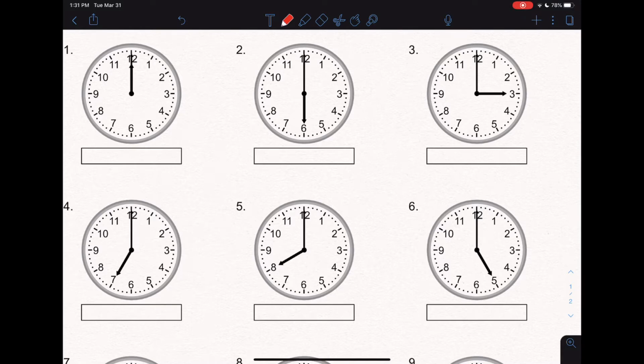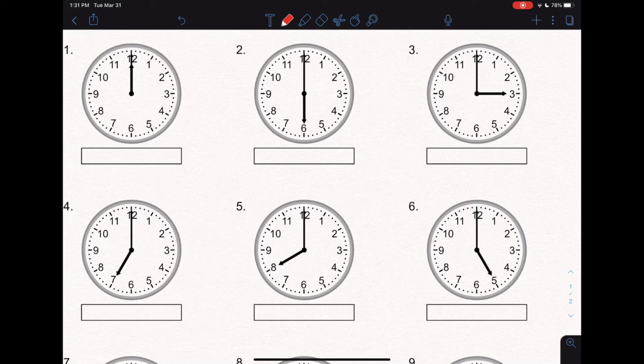And I know some of you are looking at the clock and saying, this is math? Yes, time is considered math. It is a unit of measurement. If you take the school day, that is 8 hours. We are measuring 8 hours out of 24, which is an entire day.